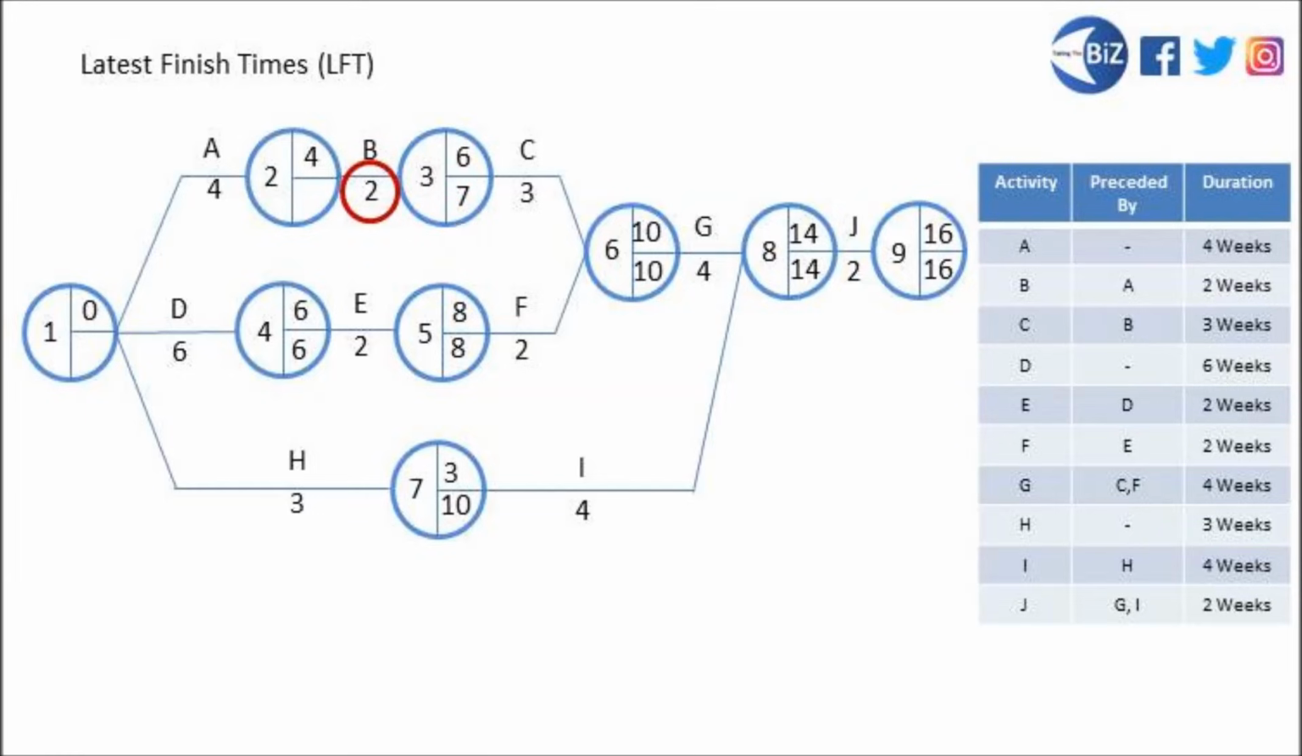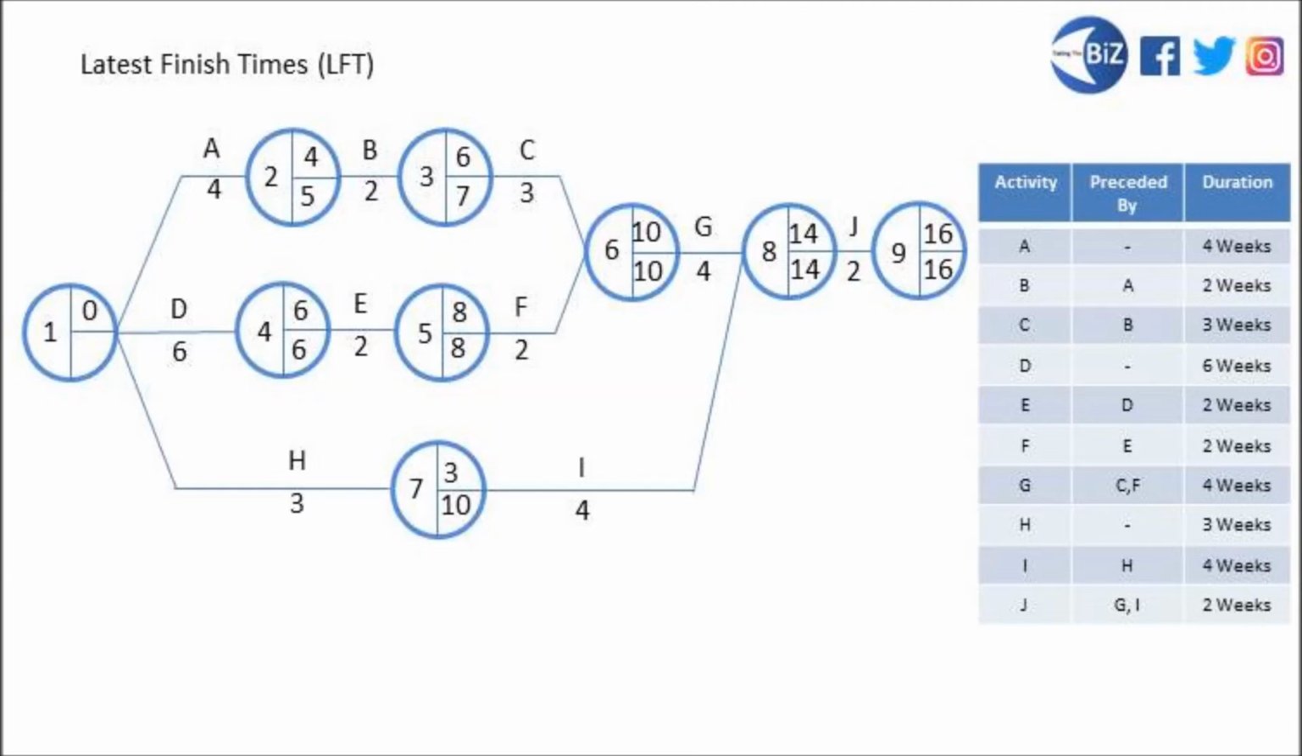We're going to deduct the duration of activity B, which is 2 weeks, and 7 minus 2 equals 5. So 5 weeks is the latest finish time of activity A. We finish that off by just putting the final latest finish time in node number 1.